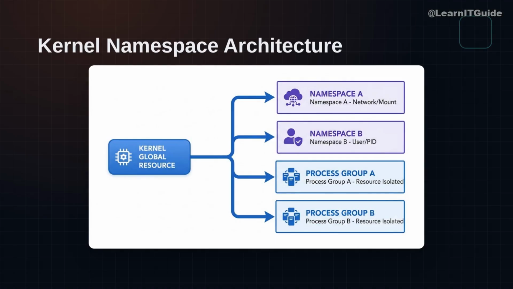Here is how it works internally. The kernel manages a global set of resources like the process ID table or the network routing table. When you create a namespace, the kernel essentially creates a filtered view of those resources. Process group A interacts with namespace A, which only shows them their own filtered slice of the kernel. Process group B interacts with namespace B, which shows them a completely different slice. They are isolated, yet they are still running on the same underlying operating system.